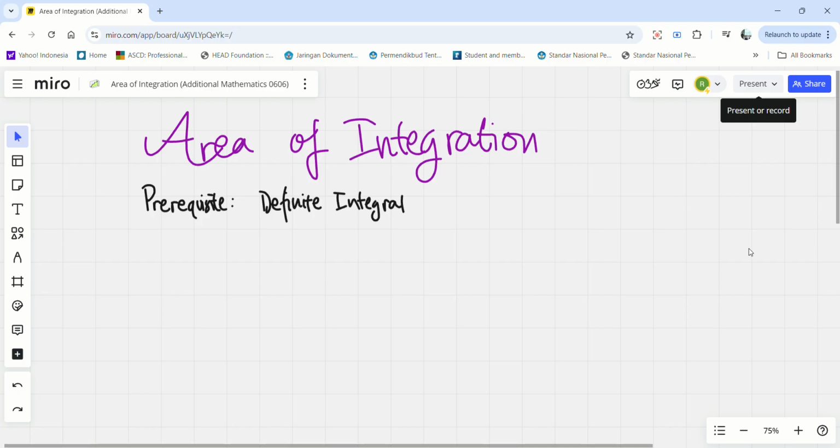In this video, I will be discussing a bit of area of integration in the chapter of integration of calculus. This is part of the applications of integration, where we're talking about how to find the area of a plane bounded by certain boundaries or limits, and in particular, we can also name it as area of integration in general. The prerequisite concept for this topic is the definite integral.